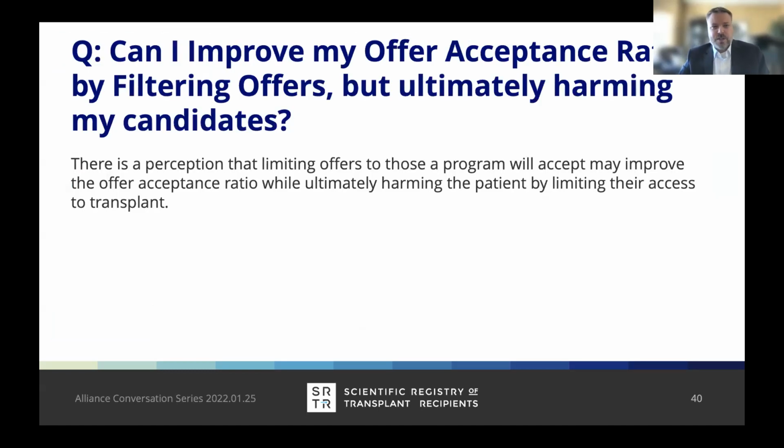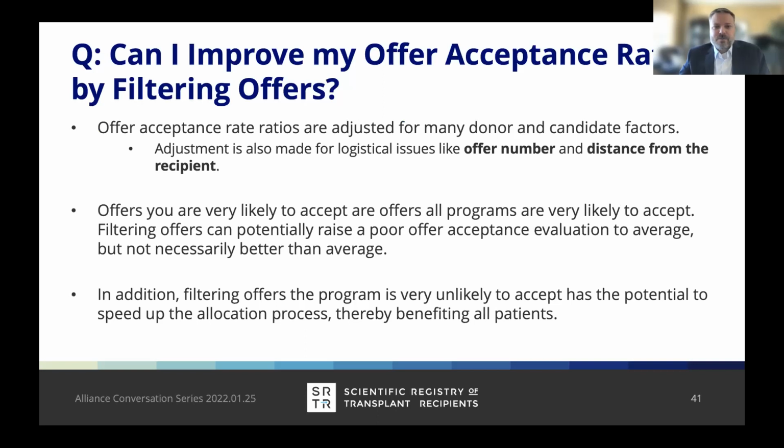One of the common questions we get about this is, well, I could improve my offer acceptance by filtering offers, which allows you the ability to say, I don't want to see certain types of offers. And the question we get is that ultimately this will harm my candidates because I'm going to filter out offers for them. I think that's a perception that limiting offers to those a program will accept will improve the offer acceptance ratio while ultimately harming the patient by limiting their access to transplant. This is something the MPSC and the committee considered seriously. I think there's important things to think about when you think about this.